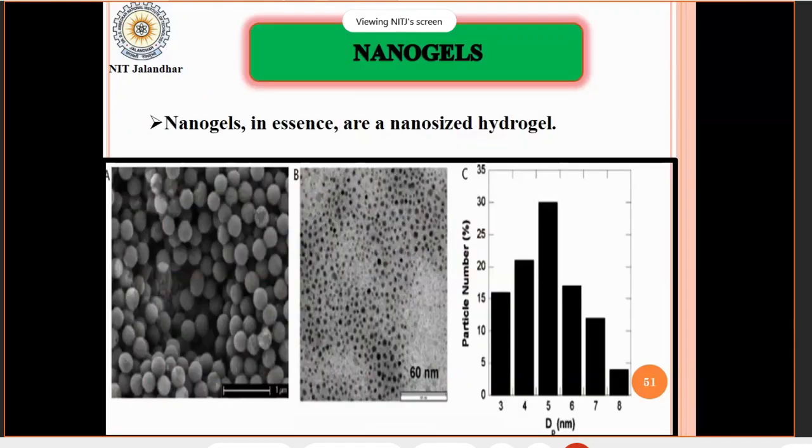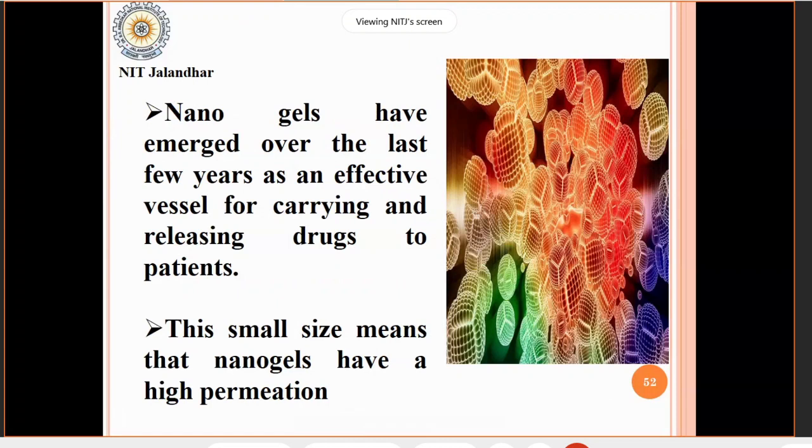And nanogels. Nanogels in a sense are nano-sized hydrogels. Nanogels have emerged over the last few years as an effective vessel for carrying and releasing drugs to the patients. This small size means that nanogels have a high permeation. Nanogels these days are having a great role in the fields of science and technology.